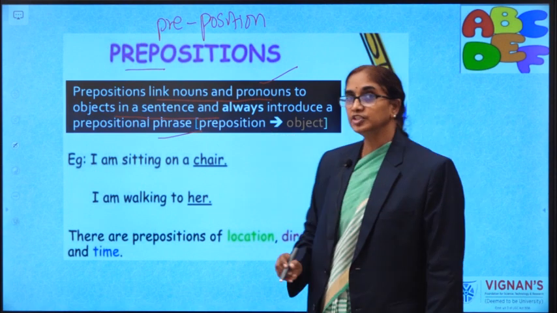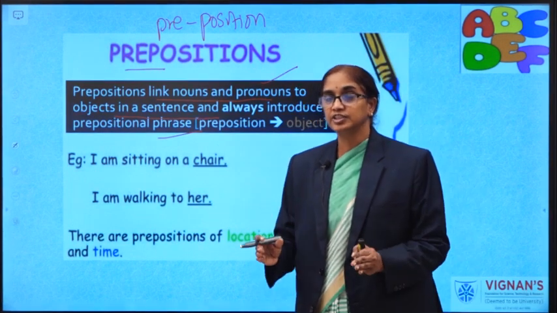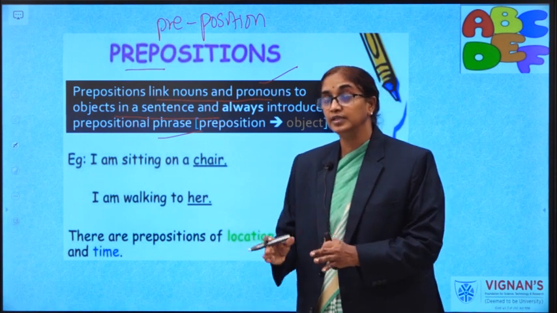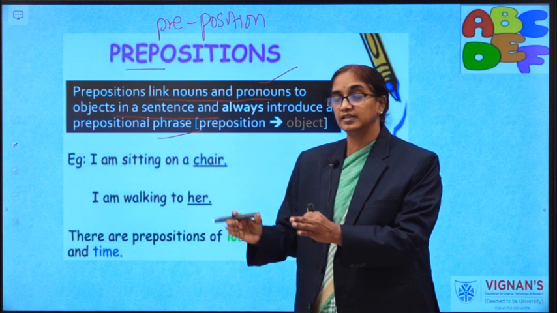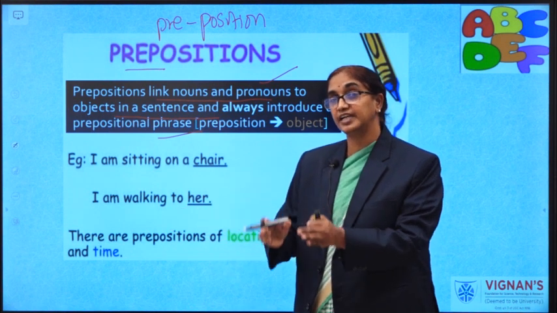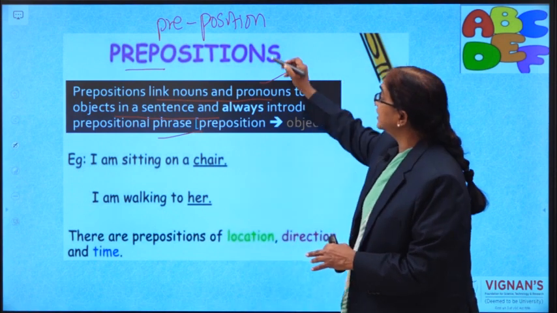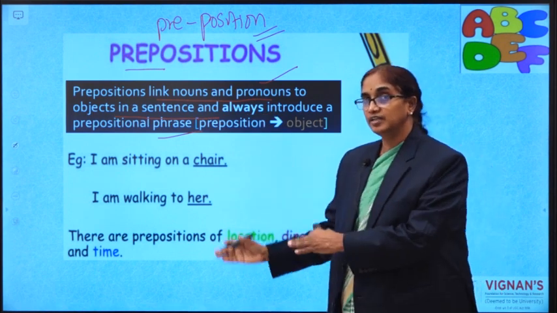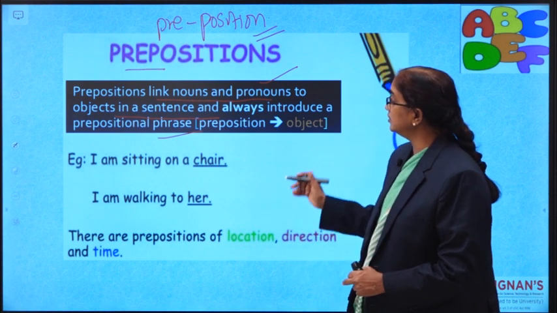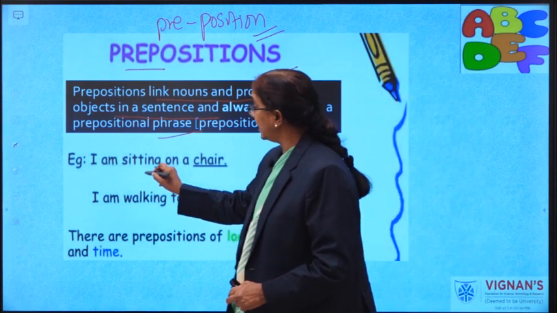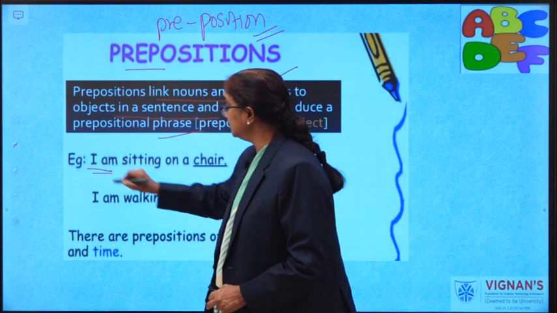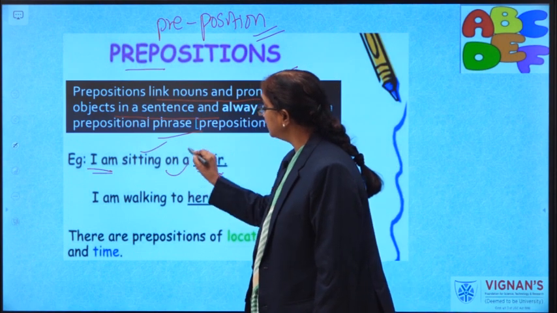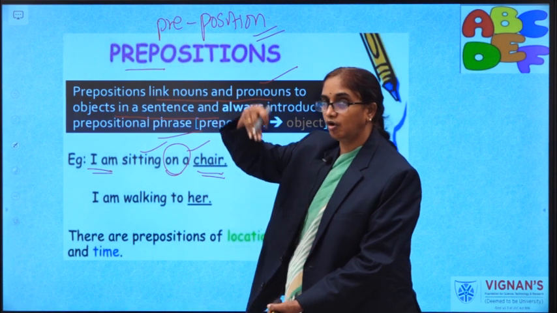So, prepositions are that part of speech which tell you the association or the relationship of the subject, which is a noun or a pronoun, in relation to the object. The object is also a noun or a pronoun that comes after the verb. So, it indicates to you the position, the relationship of the subject with the object which comes after the verb. For example, I am sitting on a chair. Here I is the pronoun, chair is the object, and sitting is the verb. And what is the relation? On a chair. I am sitting on a chair.